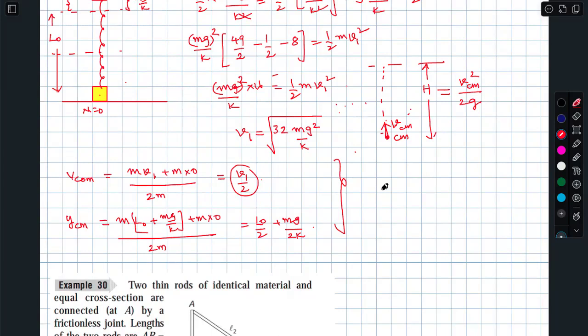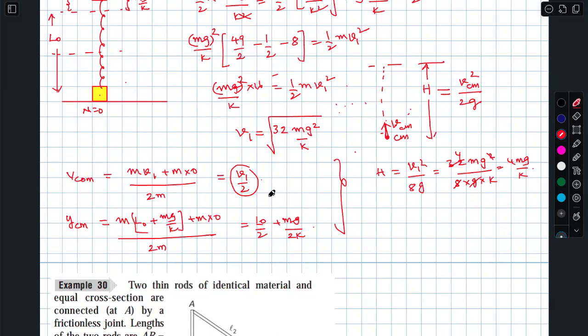Right. So therefore, H is VCM square, V1 square by 8G. What is V1 square? 32 mg square by 8gk. 8 fours are 32 g. So finally 4 mg by k. Okay. But the problem is they are asking from the initial stage.